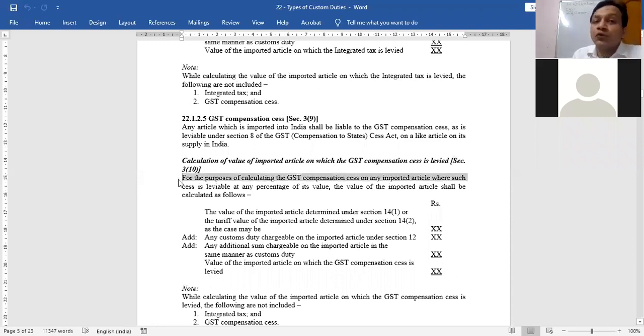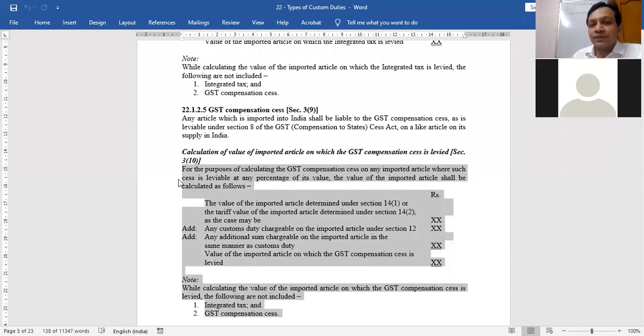So it is very easy to know now that IGST and GST compensation cess, the value for the purpose of these two is the same. Here also the same thing. Value plus all duties charged under section 12 plus, if not under 12, on a similar fashion like social welfare surcharge. The total is the value on which you have to charge GST compensation cess, but you do not include GST compensation cess as well as IGST in this. So here also, how much will be my GST compensation cess?